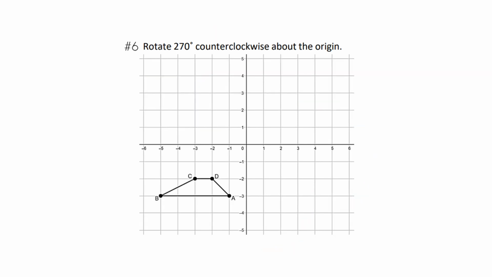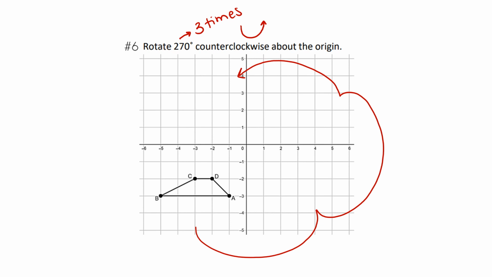Number 6, rotate 270 degrees counterclockwise about the origin. We start by putting the corner of our patty paper at the origin 0, lining up the edges of the patty paper with the X and the Y axis. We can then trace the points onto the patty paper itself. 270 degrees means that we're going to rotate 3 times. Counterclockwise means we're going to go to the right, backwards around the coordinate plane. And so our shape goes from quadrant 3 to 1, 2, 3 times, finishing up in quadrant number 2.